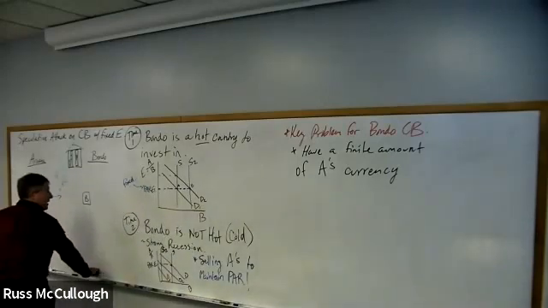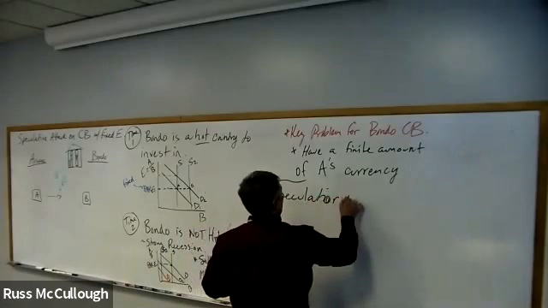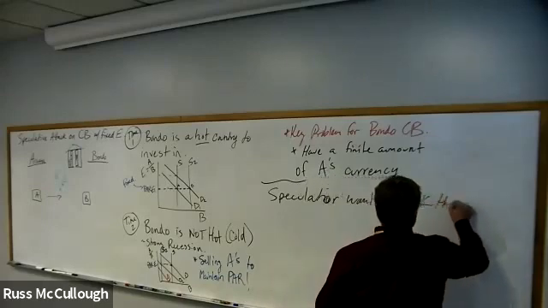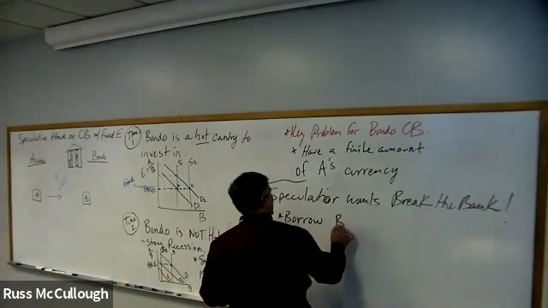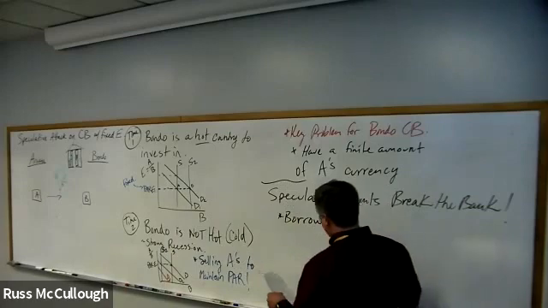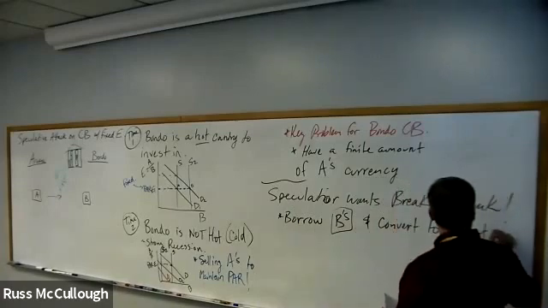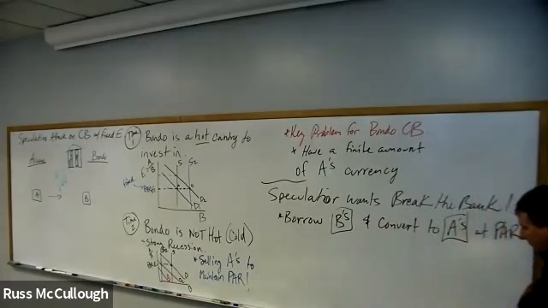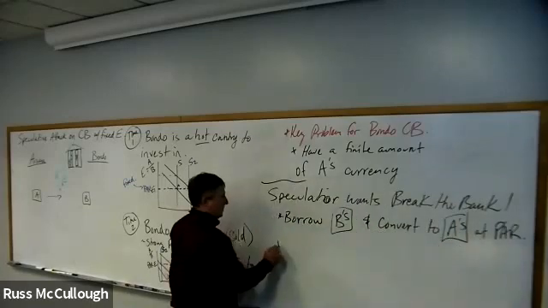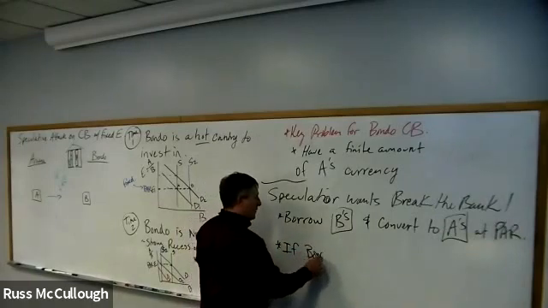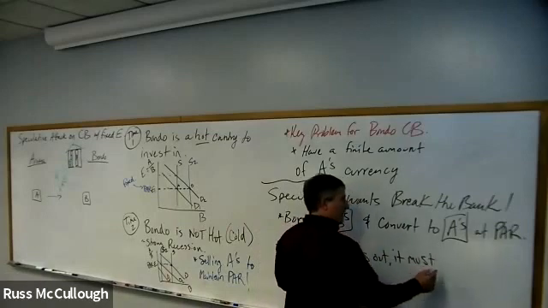So let me put that down. Let's see, I guess we'll put it here. The speculator wants to break the bank, make it run out of reserves. And how do they do that? Well, they can borrow B's, the currency of B, borrow B's, and convert to A's at the par exchange rate, the fixed exchange rate. If Bondo Central Bank runs out, it must devalue.